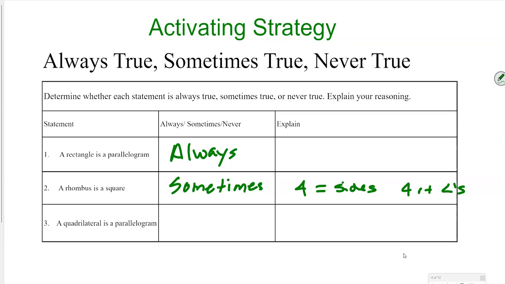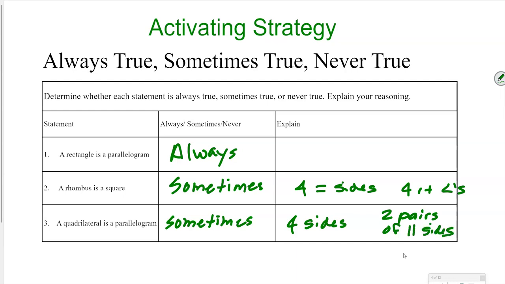Quadrilateral is a parallelogram. Well, this is sometimes true as well. What does a quadrilateral mean? A quadrilateral means it has just four sides, right? That's what a quadrilateral is, four, quad, okay? Parallelogram means it has two pairs of parallel sides, okay? Those are the differences.